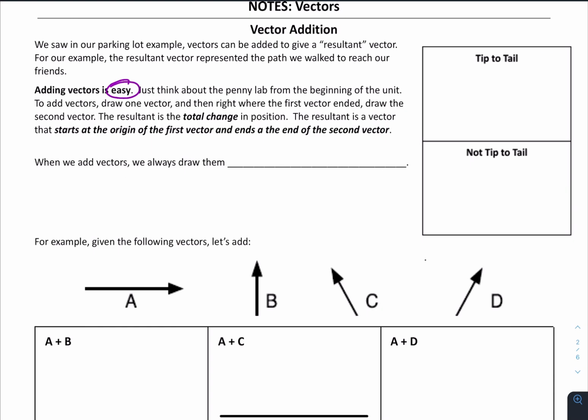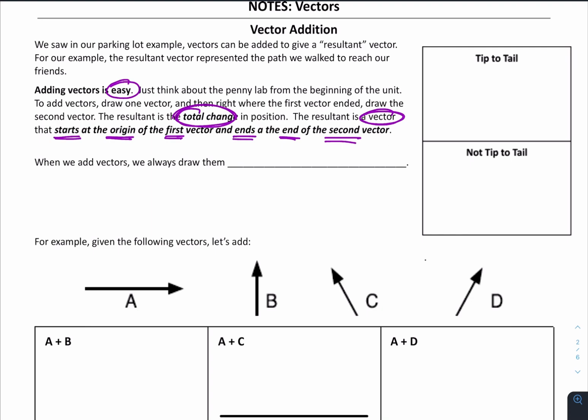All right. We did a lab about pennies where we mapped out a set of directions for our friends to find the penny that had the X on it. And we worked our way through those directions by going through a direction and then starting the next direction at the end of the first, and then starting the third direction at the end of the second, and we worked our way through those five directions. The resultant is the total change in your position, so where you started initially to where you end up. And the resultant vector always will start at the origin of the first vector and end at the end of the second vector. All right.